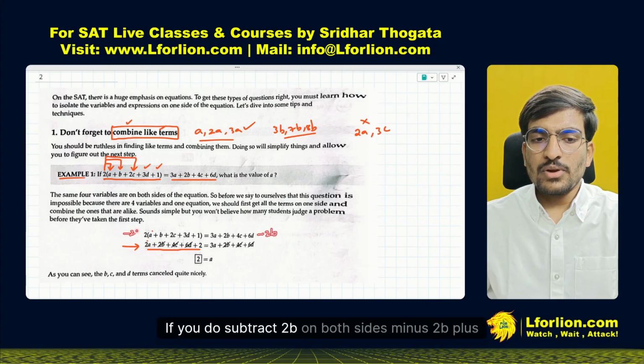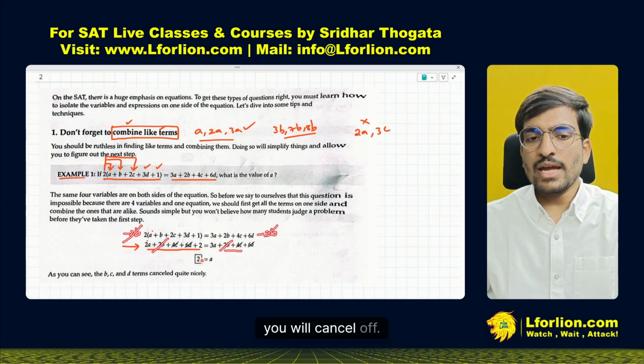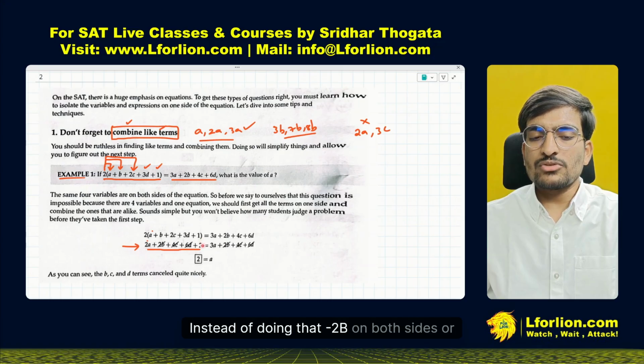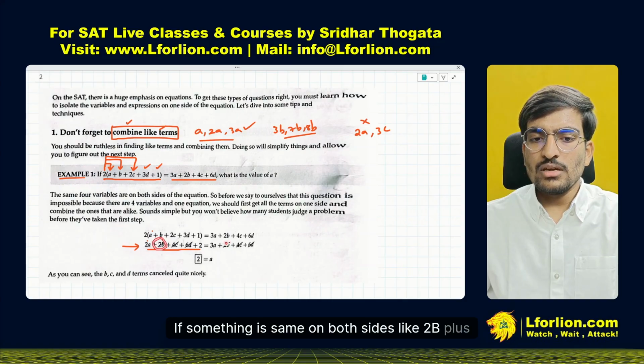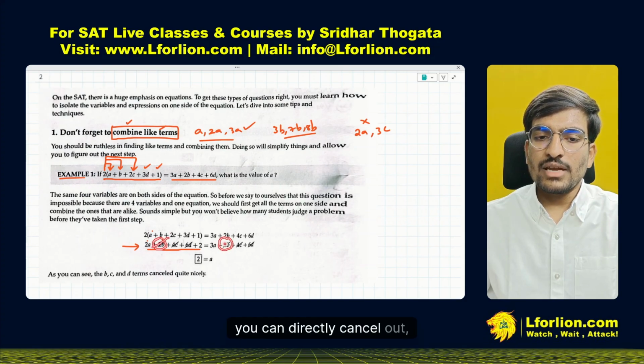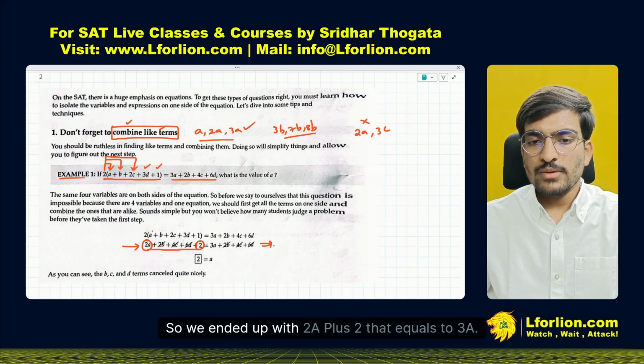If you subtract 2b on both sides, minus 2b plus 2b on each side will cancel off. Instead of doing that, if something is the same on both sides, like plus 2b, you can directly cancel it out, and it will still be the same. In the same way we cross out 4c, 4c, 6d, 6d, and we end up with 2a plus 2 equals 3a.